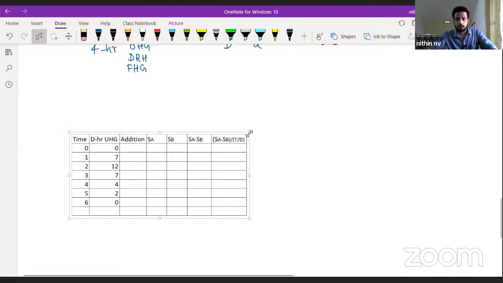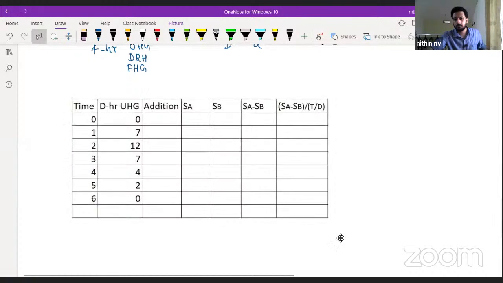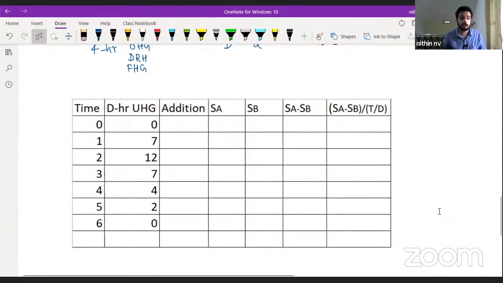In the paper which you are going to get in the examination hall, you just write horizontally using some arrow marks. Just for showing you, it's difficult to write it on the screen properly, that's why I'm taking a table here. The first column will be time. The second column will be our 2 hour unit hydrograph, nothing but according to this question, the 2 hour unit hydrograph. So this is what we have as of now.